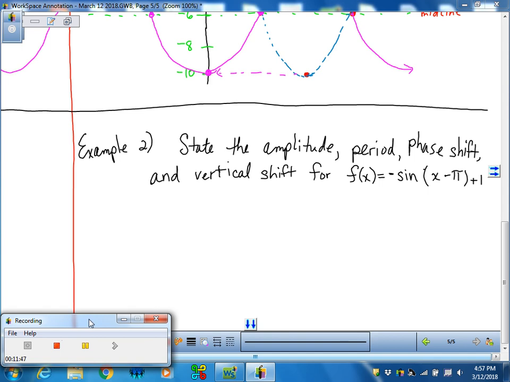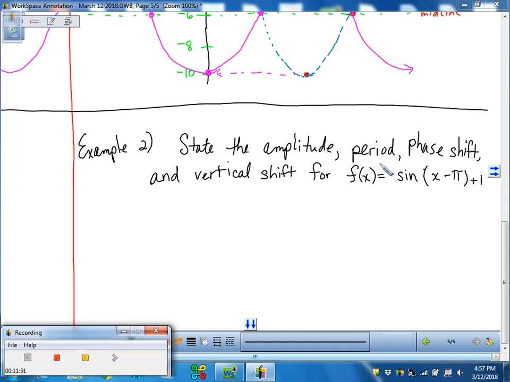Okay, example number 2. We want to state the amplitude, period, phase shift, and vertical shift for f of x equals negative sine of x minus pi plus 1. So the first thing we're going to do is label our parts. A is equal to negative 1. B is equal to positive 1 in front of the x. C is equal to pi, and D is equal to positive 1.